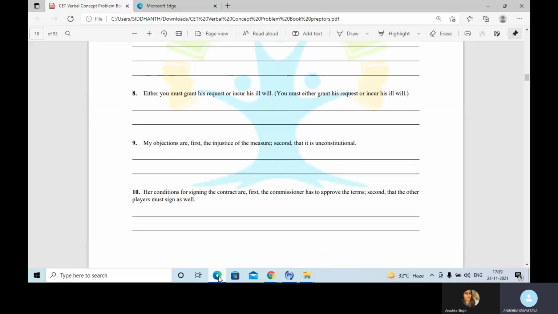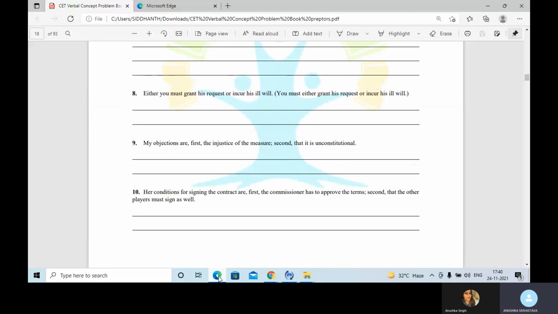Last question now for parallel construction. The conditions for signing the contract are first, the commissioner has to approve the terms, second, that the other players must sign as well. The first related idea uses has to, the second related idea uses must. The meaning of both the ideas is the same. So the conditions for signing the contract are first, the commissioner has to approve the terms, second, that the other players have to sign as well. This can be your answer.